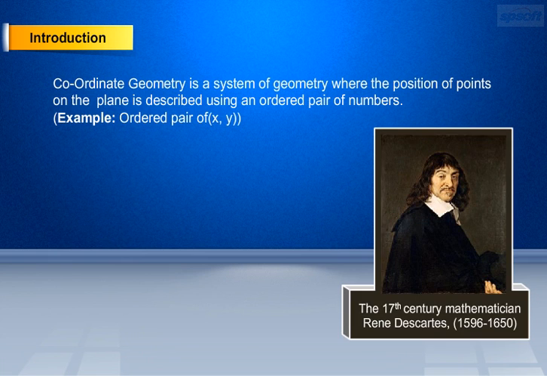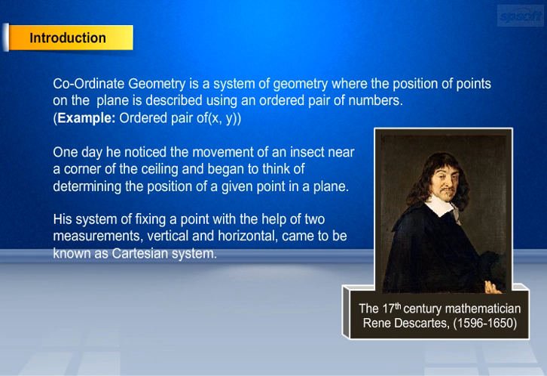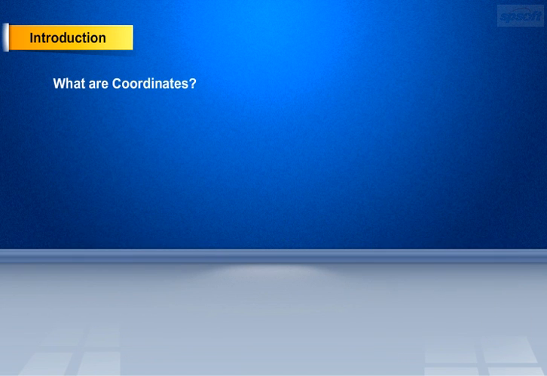The 17th century mathematician René Descartes one day noticed the movement of an insect near a corner of the ceiling, and began to think of determining the position of a given point in a plane. His system of fixing a point with the help of two measurements, vertical and horizontal, came to be known as Cartesian system.